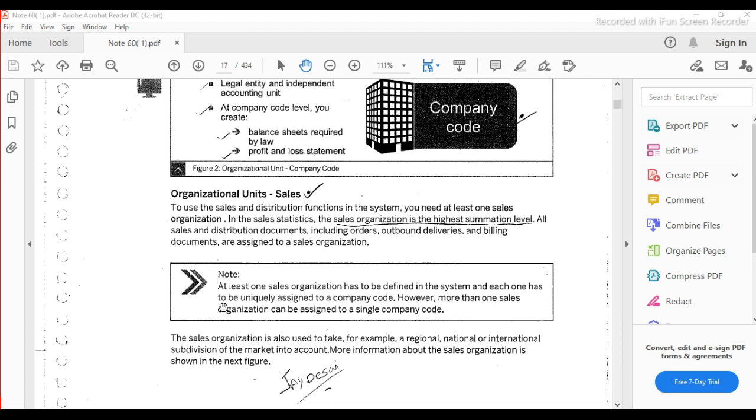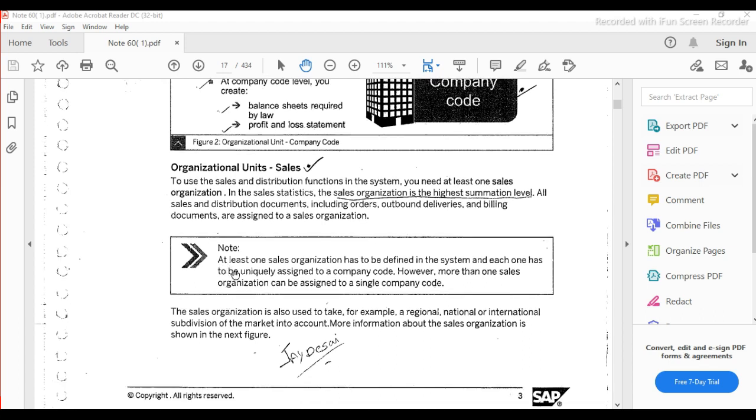So here is a note. At least one sales organization has to be defined in the system, and each one has to be uniquely assigned to a company code. However, more than one sales organization can be assigned to a single company code. Sometimes they will ask this in the interview: can you tell me the relation between the sales organization and company code?